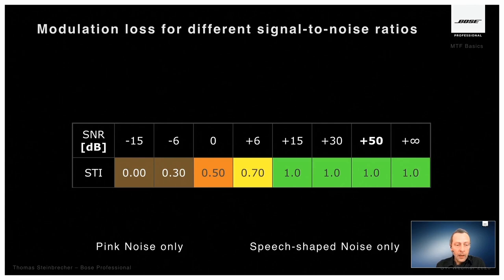So let's listen to a couple of speech tracks that are compromised by noise. You see here a table with SNR values in the top column. We go from minus 15 dB of noise, so that means the signal has much less level than the noise, to minus 6, 0, and then positive values for signal to noise. Let me start with the minus 15. You see it has an STI of 0, so we can expect that we don't understand anything. And actually, we can barely hear that somebody is talking.